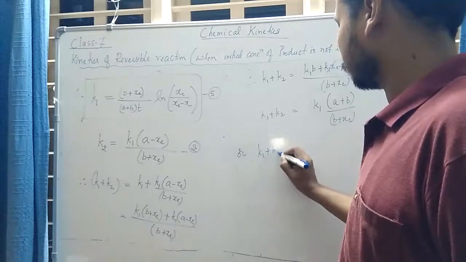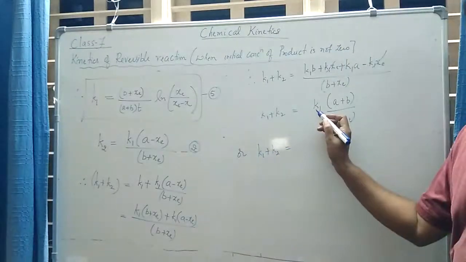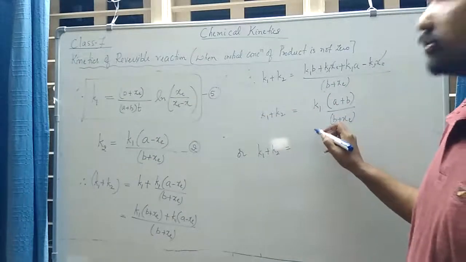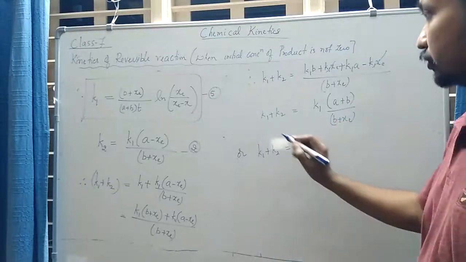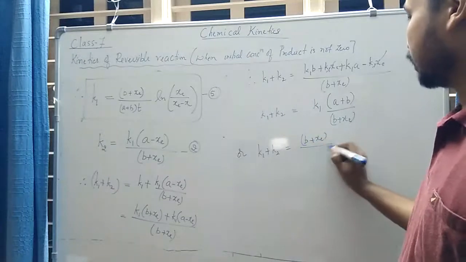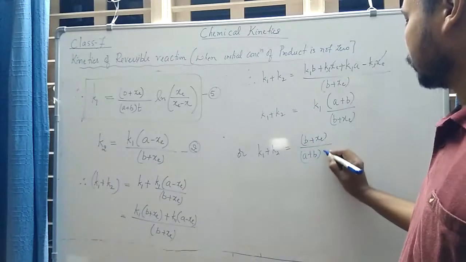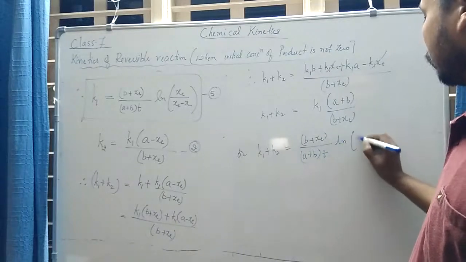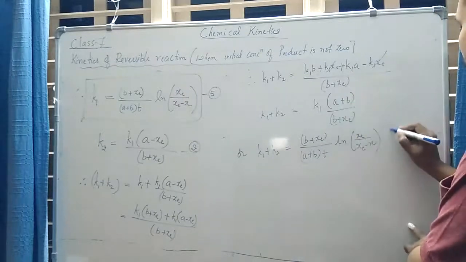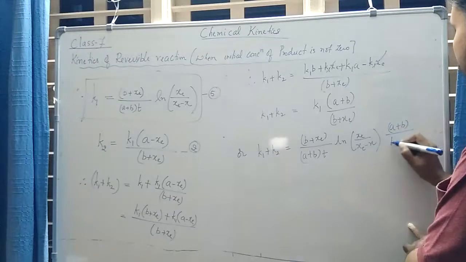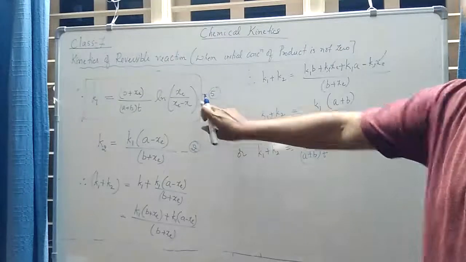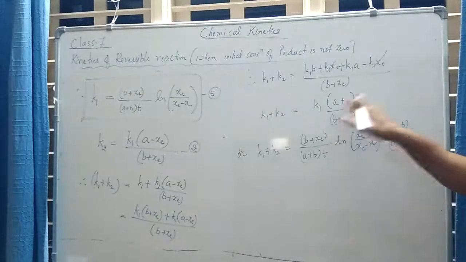k1 plus k2 is equal to, what is k1? We know already what is k1 according to equation 5. So let us substitute equation 5 for k1 here. So k1 plus k2 is k1, that is b plus xe divided by a plus b into t into ln of xe divided by xe minus x into a plus b divided by b plus xe. So this is k1 according to equation 5 into remaining terms that are present here.